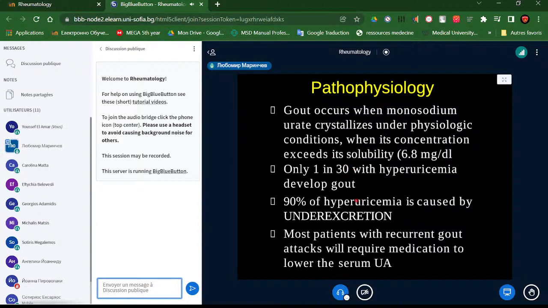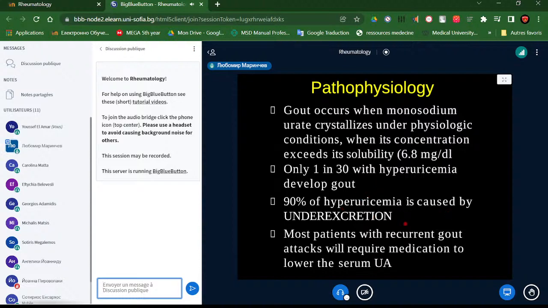Only 1 in 30 patients with hyperuricemia develop gout. So 29 patients out of these 30 have hyperuricemia, but they don't develop gout. Why? I don't know. There is a complicated mechanism, many mechanisms, not one. And this is why many patients live with this metabolic disturbance, hyperuricemia, but they don't develop gout.